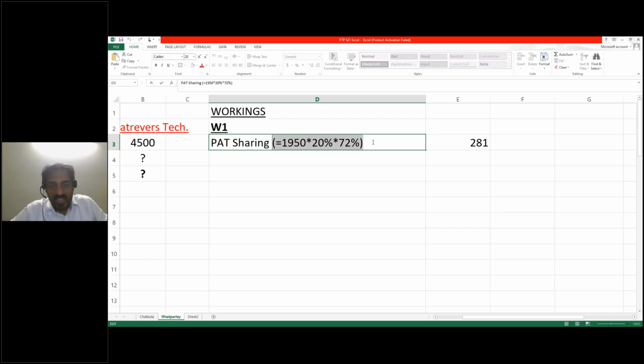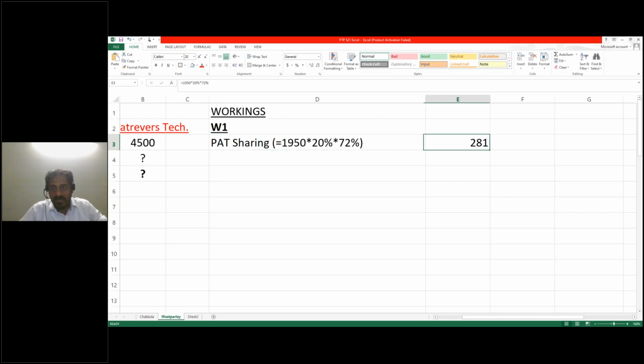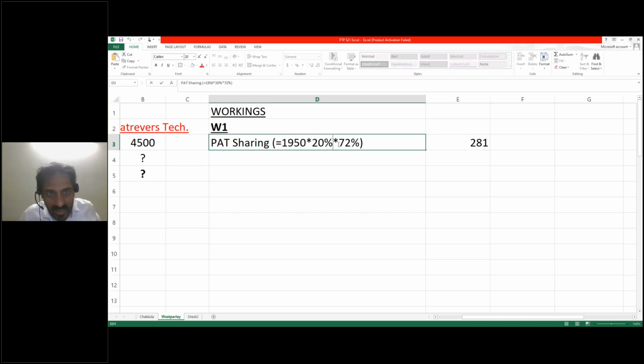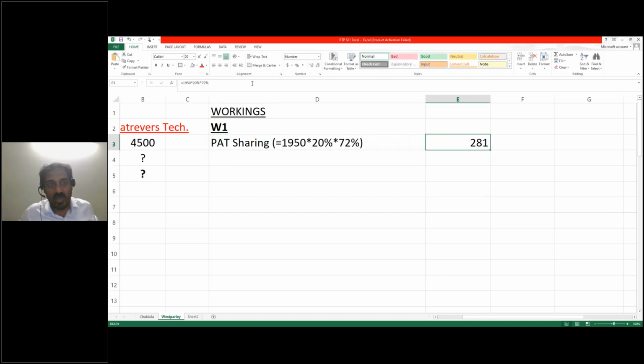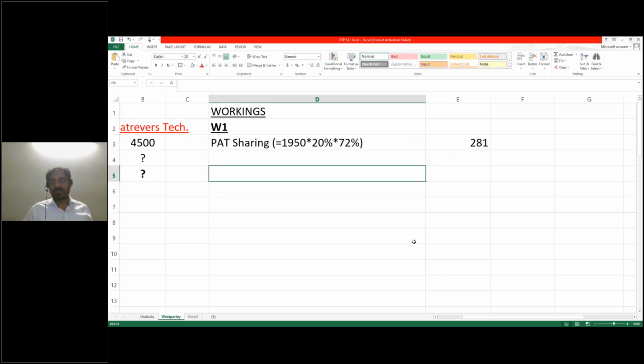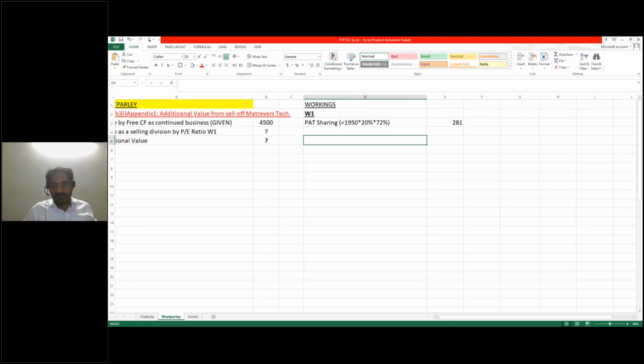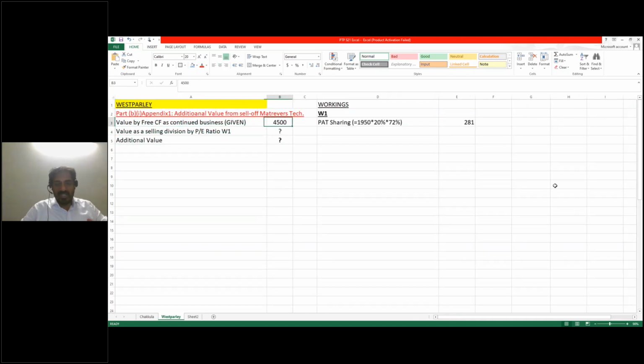I strongly suggest that you show some of the working, because if you are working with the Excel directly, this 281, and if there is some casting error, at least your working is shown here. The examiner will only consider it a casting error rather than show this bar. So I suggest you try to incorporate the working in some aspects, not all.